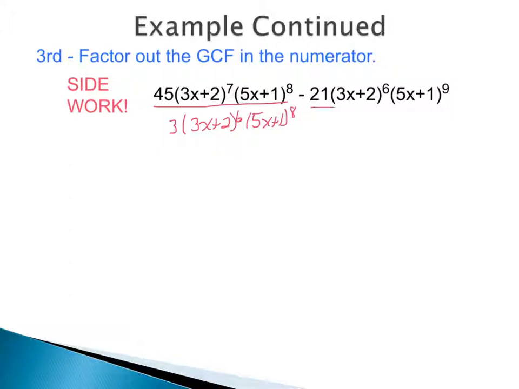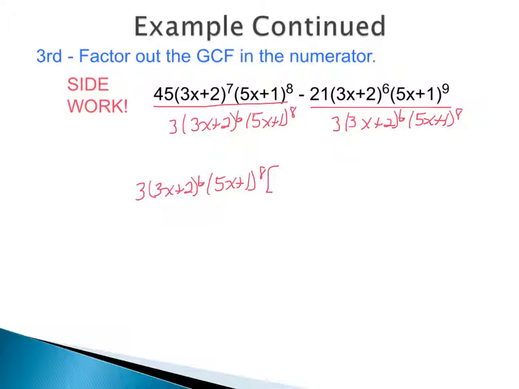I'm going to be doing the same thing for our second group, so 3 times (3x plus 2) to the 6th, and then (5x plus 1) to the 8th. So again, that's going to be part of my factored form. So I'm going to have that 3 times (3x plus 2) to the 6th times (5x plus 1) to the 8th. And then whatever we get after we divide out is going to be what's inside that square bracket.